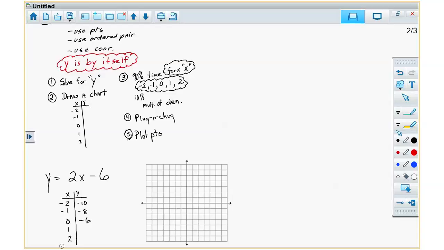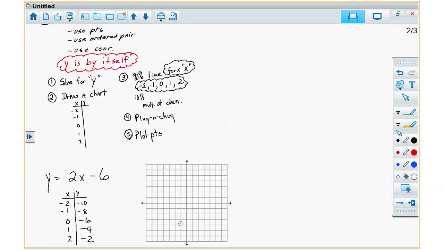You start to see a pattern? So what's the next one? 8, 6, 4. Let's check the last one. What's 2 times 2? 4 minus 6? Negative 2. So negative 2 and 10, that's not going to fit on our thing. Negative 1, negative 8. Let's see.